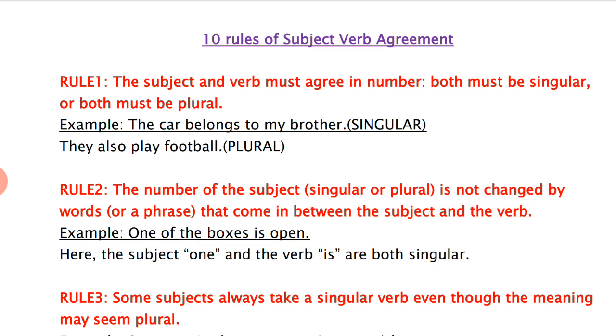Okay, another example. They also play football. Should I write they also plays football? No, because they is a plural subject and we use a plural verb.